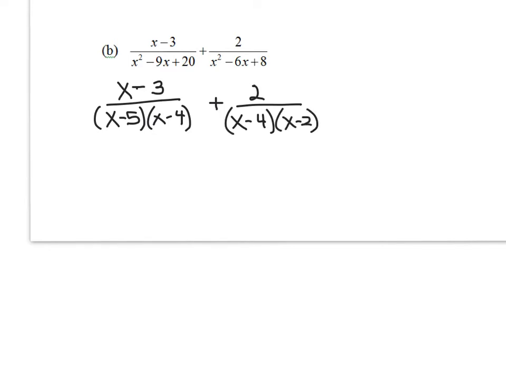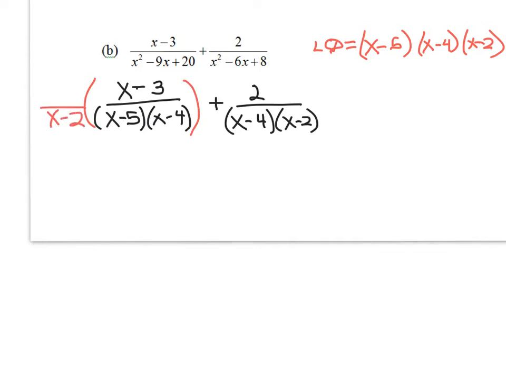So I'm going to come off to the side and say the least common denominator has to have an x minus 5 from the first fraction, an x minus 4 because each fraction has that factor, and an x minus 2 because the second fraction has that factor. What's my first fraction missing? It's missing the x minus 2, so I'm going to multiply the top and the bottom by x minus 2.